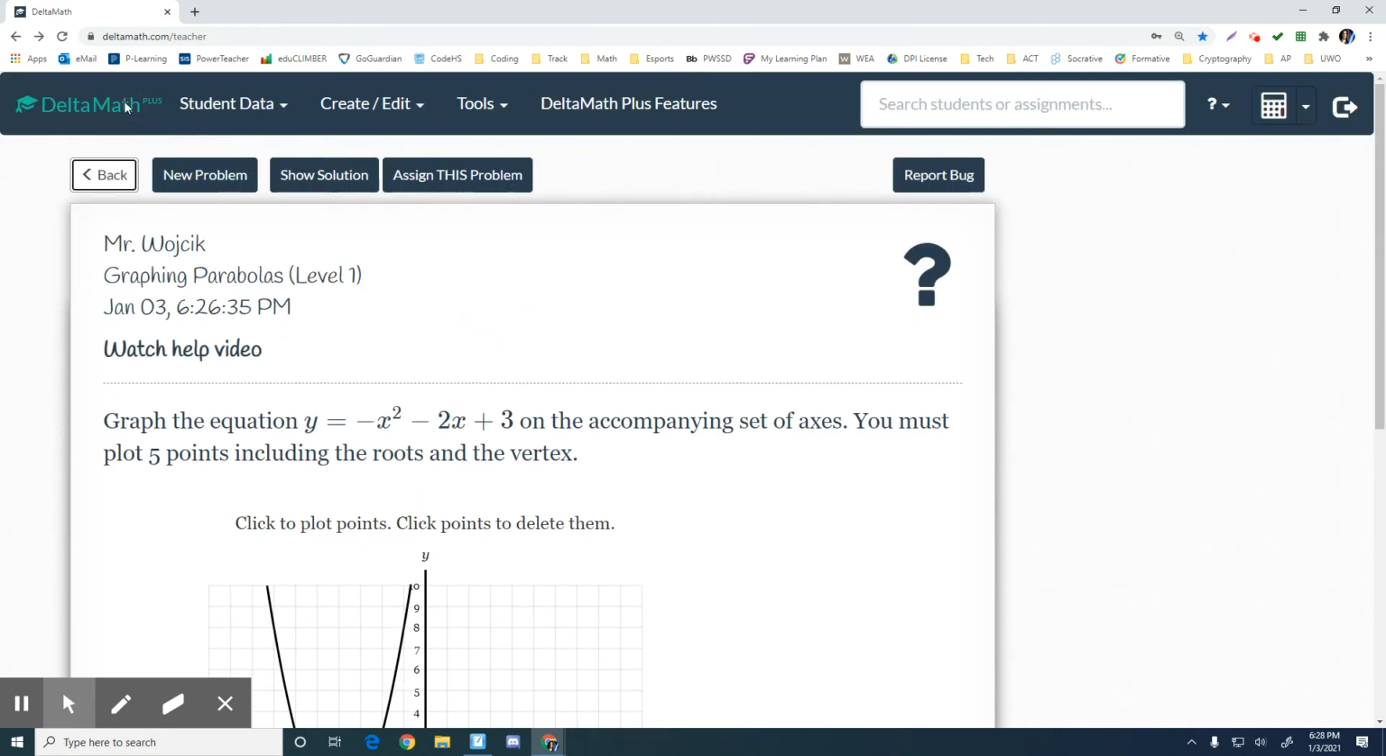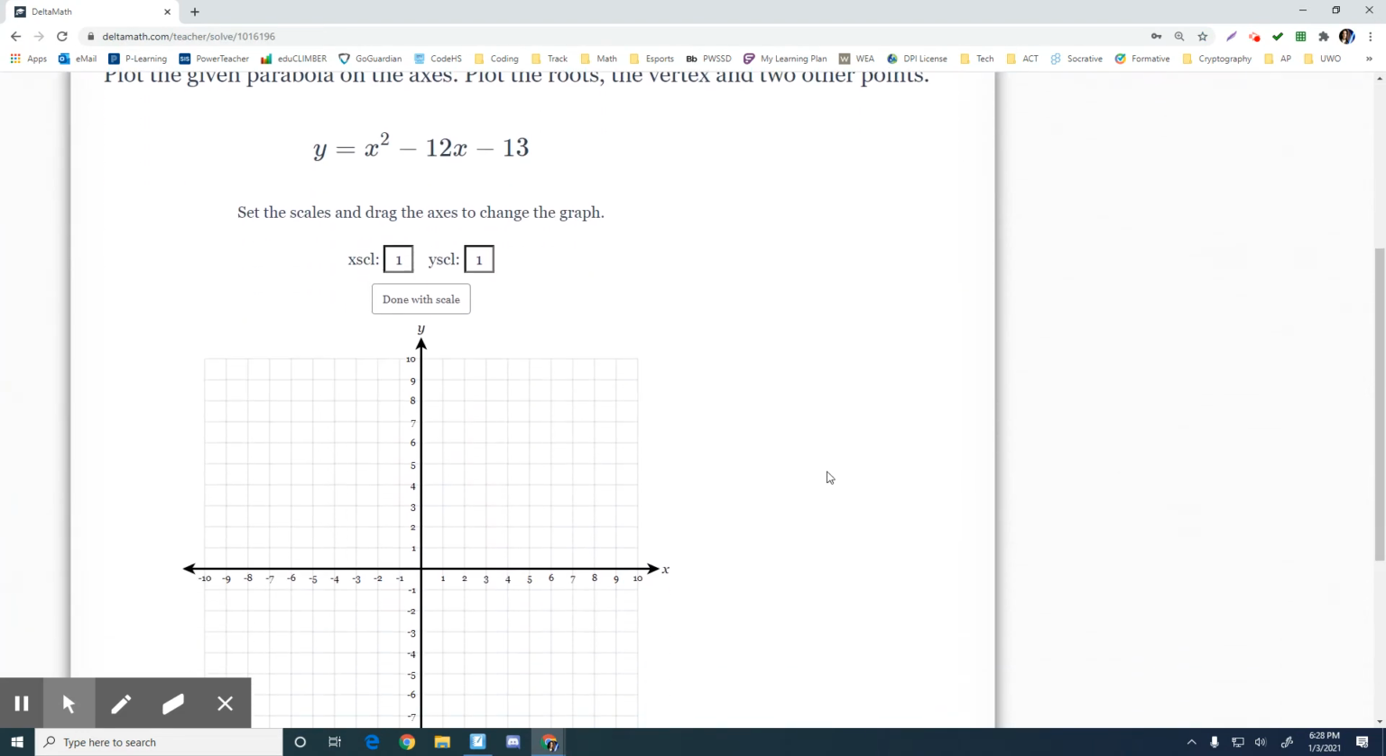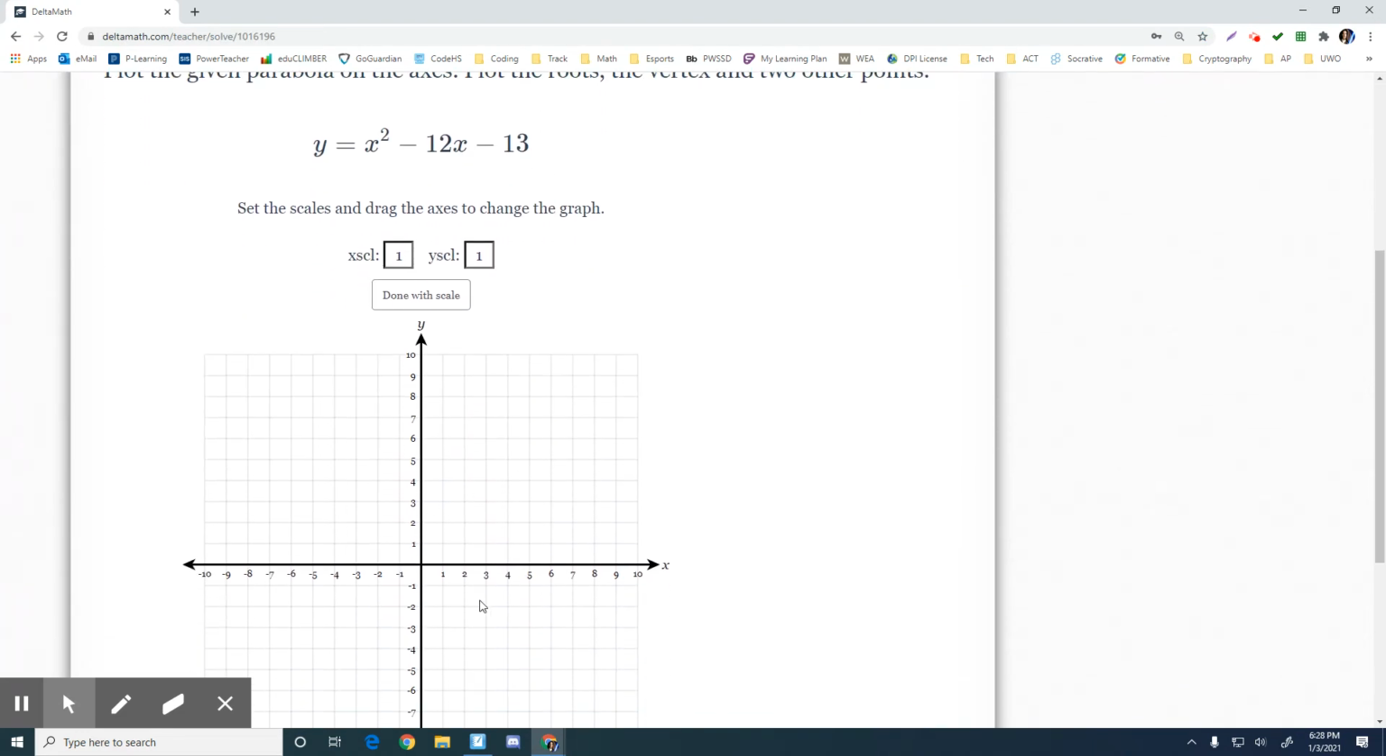The last thing, this one, graphing parabolas level 3. This one's even trickier because it won't always fit on the graph. So the first thing you do is change the scale. Before you start to graph it, once you calculate where the vertex is, the vertex might not be on this part of the coordinate plane, between negative 10 and 10. So you might need to change this.